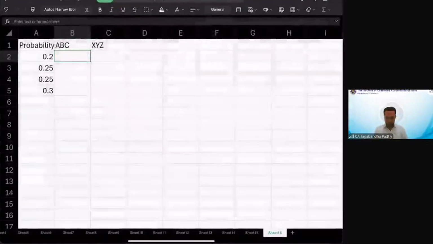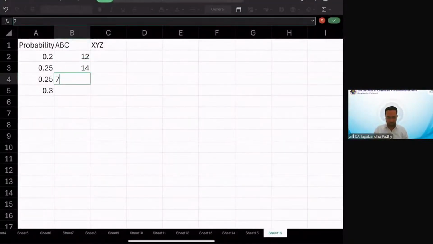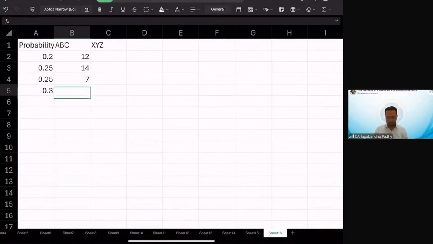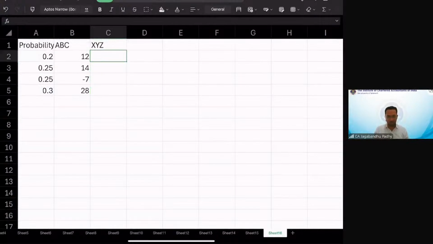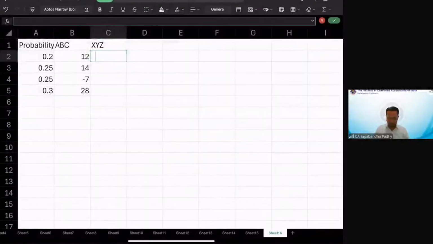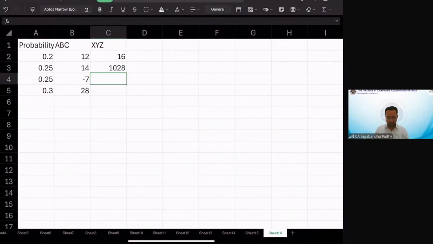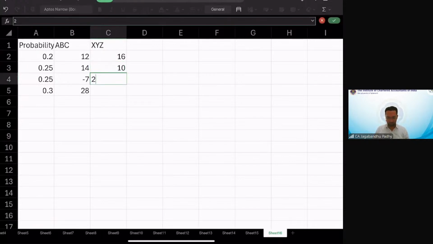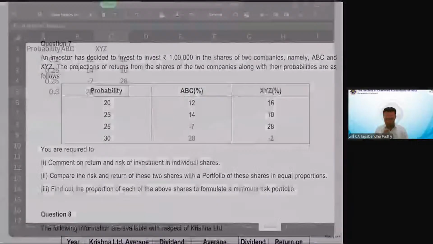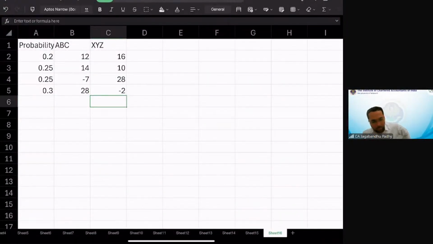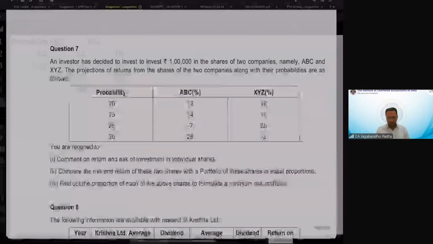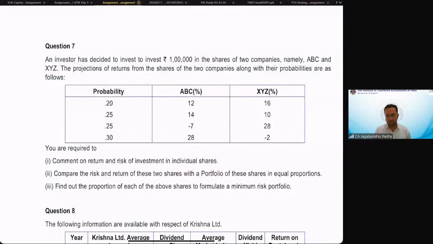ABC is 12, 14, minus 7, 14 minus 7, then 28. And then XYZ is 16, 10, 28, 8 and minus 2. So these are the probabilities and the XYZ and ABC returns given to us. The question asks us what should be the return and risk of the individual shares.